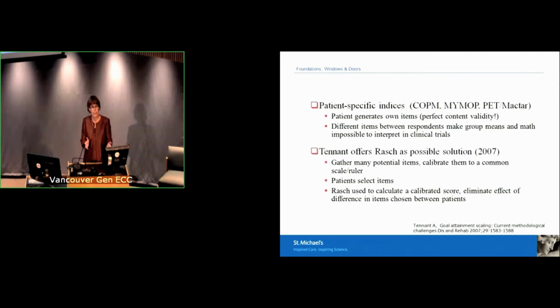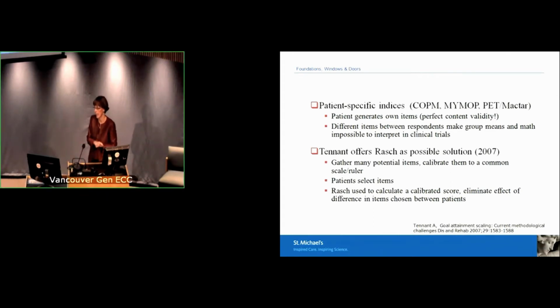And to that end, there are these patient-specific indices you might have come across, the COPM, the MyMOP, PET, MACTAR, where the patient actually generates their own items and nominates what's important to them. So the content validity for that person is excellent. But different items between respondents make group means and mathematical operations difficult to do with these scales because the number doesn't have meaning across people. It has meaning for that one person.